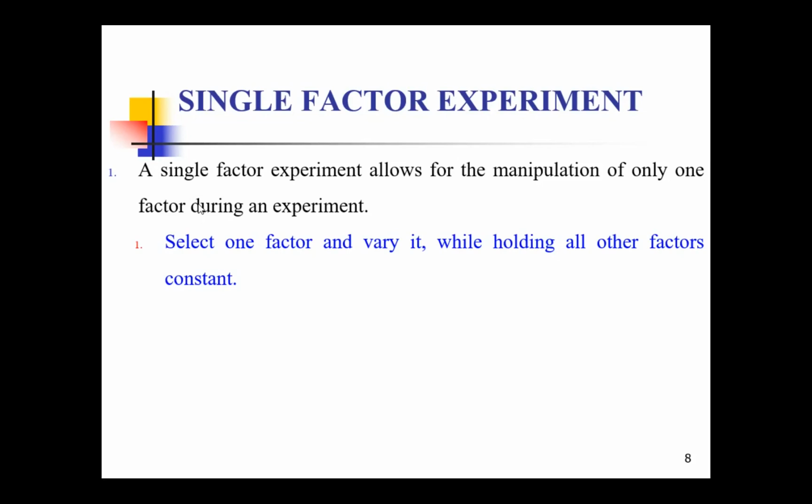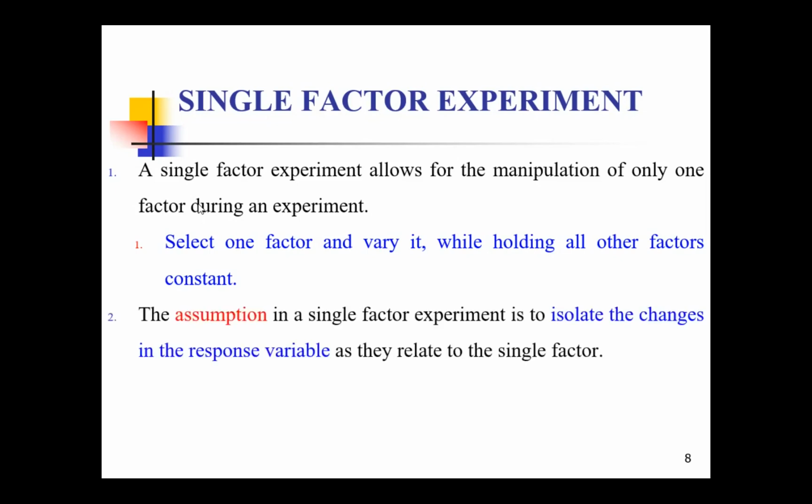Or if I am going to vary the feed rate, then the cutting speed and the depth of cut have to be maintained at a constant value. So only one parameter can be varied. The main assumption in this experiment is to isolate the changes in the response variable. The response is nothing but the output. So by varying one parameter, we are going to determine how the output changes. So we are going to isolate the changes. These types of single factor experiments are lengthier, but at the same time it is simple to analyze.